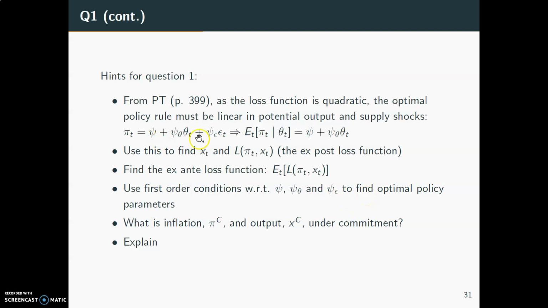Doing this, you find the optimal parameters, and by doing that, you can simply find inflation under this monetary policy commitment rule by simply plugging in the optimal parameters here, and then you can find output by using that you also know what the expectations in the private sector are, okay? And then see if you can try and explain this outcome.